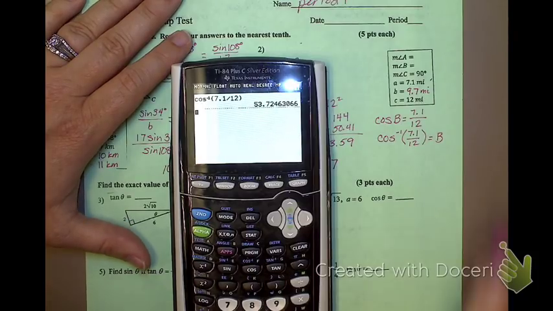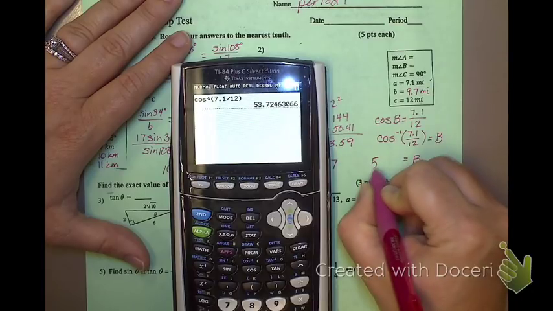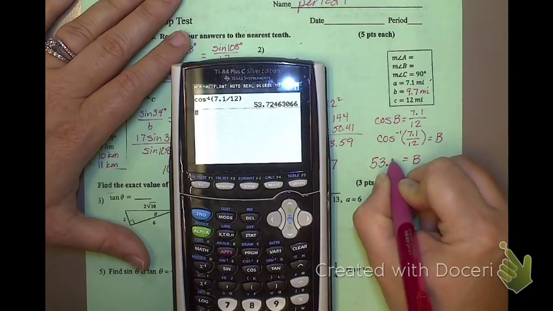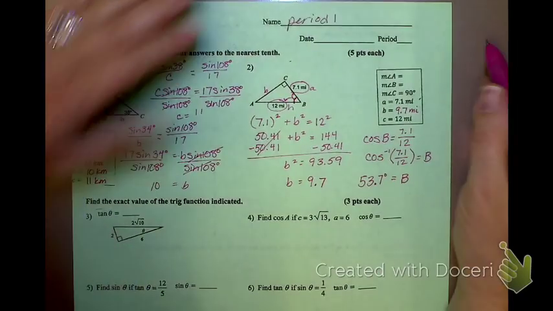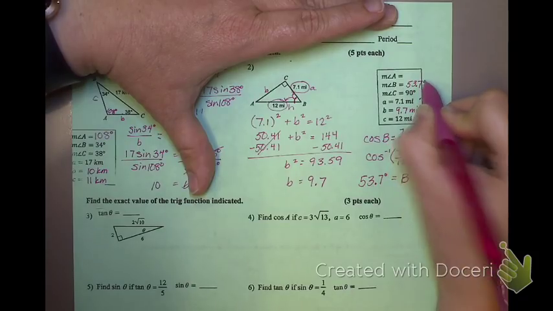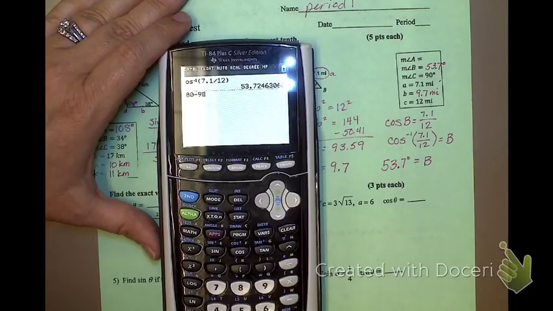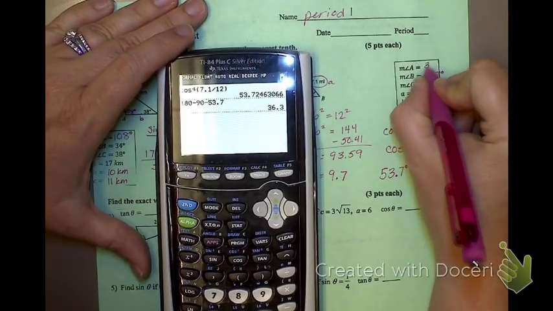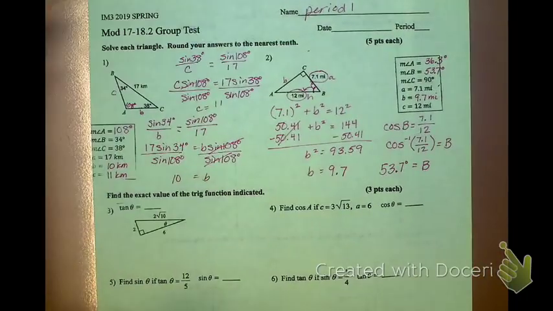Let's see. So I get angle B is equal to 53 point what? 7. 72 rounds off to 7 degrees. Oh yeah, I got it. So angle B is 53.7 degrees. And now I don't need to do trig again because I can do 180 minus 90 minus 53.7 and I get 36.3 degrees. Yeah, I use the one side. I still got the right answer.